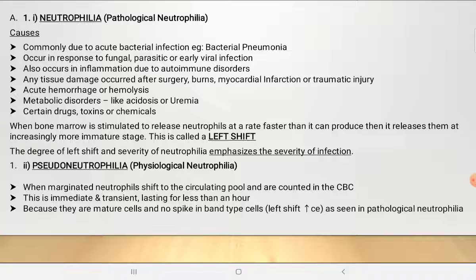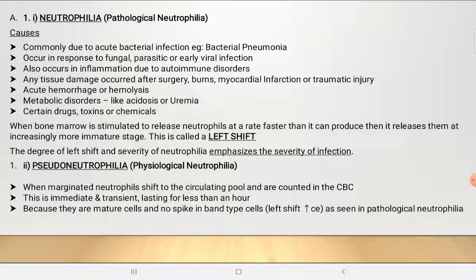It even occurs in response to fungal, parasitic or early viral infections. Also occurs in inflammations due to autoimmune disease, any tissue damage occurred after surgery, burns, myocardial infarction or traumatic injury, acute hemorrhage or hemolysis, metabolic disorders like acidosis or uremia, and in certain drugs, toxins or chemicals. In all these scenarios, your neutrophils can increase from its normal reference range.